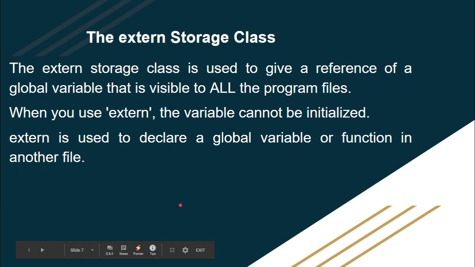Okay, and finally there is the extern storage class. Extern is used to give a reference to a global variable that is visible to all the program files. When you use extern, the variable cannot be initialized, because it is a global variable used by many programs. Extern is used to declare a global variable or function in another file. So based upon the storage class, the life and the visibility of the data will vary. C has 4 types of storage classes: auto, static, extern, and register.